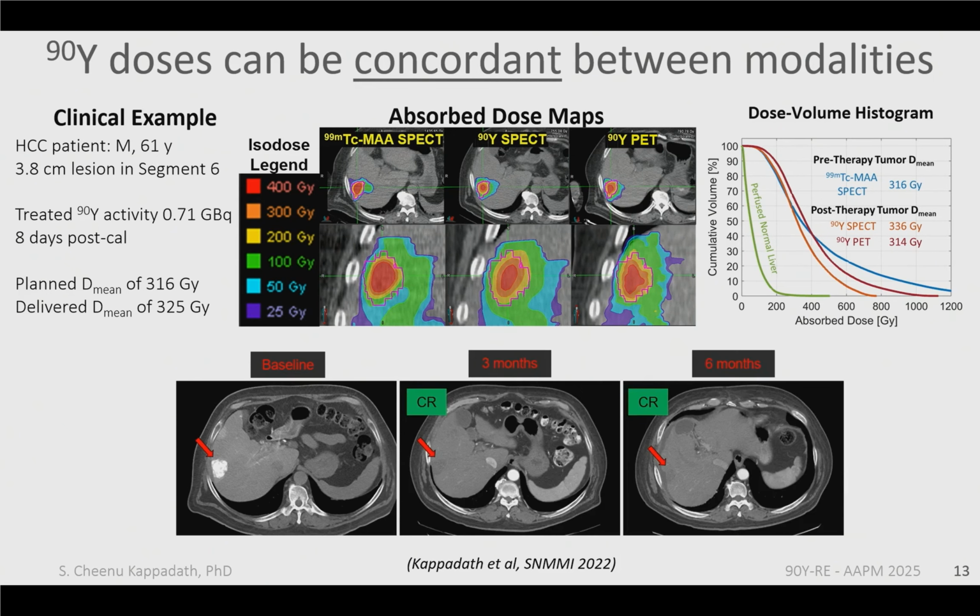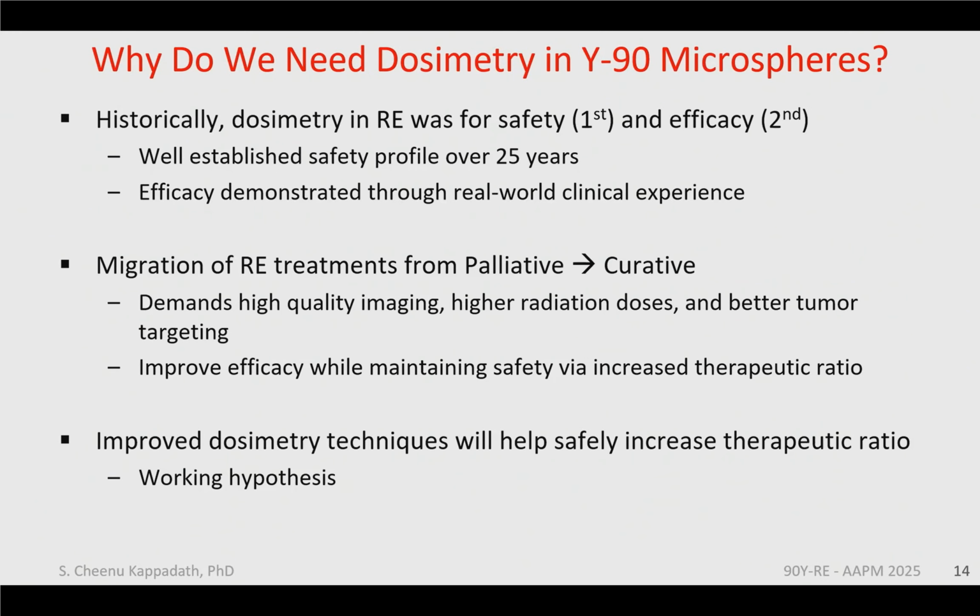And then let's look at what happened to the patient, right? At 3 months, 6 months, complete response, right? So if you give the dose to the right location, you can get excellent outcomes here. So let's go back to the question. That's kind of the state of where we are here, okay?